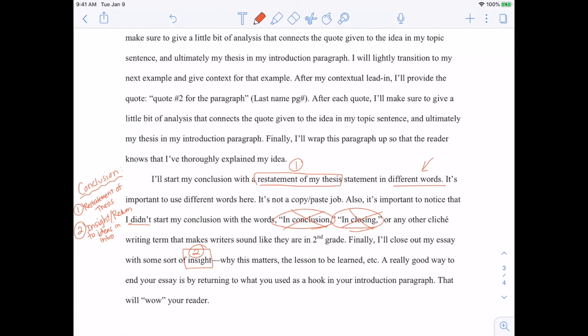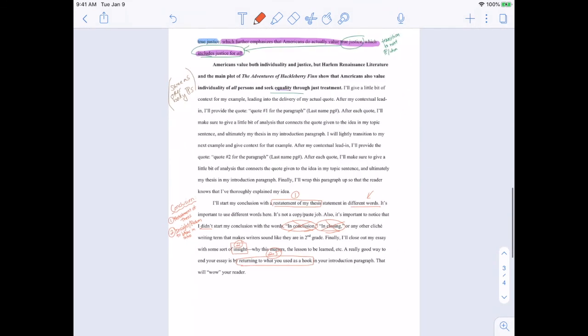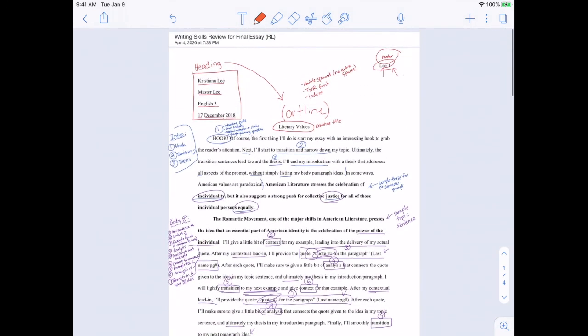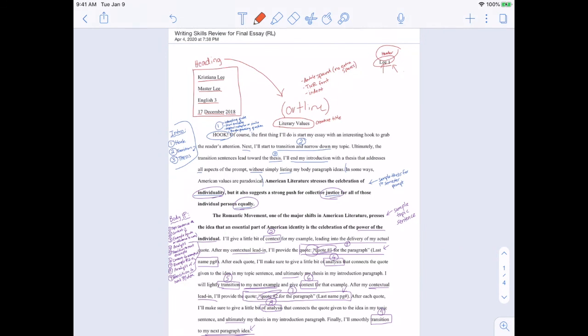Okay, a really good way to end your essay is by returning to what you used as a hook in your introduction paragraph. This is not necessarily mandatory, so I'm going to put this as a 2.5 here, but that will wow your reader, and it's certainly really cool when you start with a really good hook if you return back to it and kind of emphasize a certain point or bring new meaning to that hook. Okay, so overall, this is what I'd like to see in your essay. Hopefully this stuff is not new information for you and that you are pretty comfortable with these skills. Okay, but that's all I have for you right now.